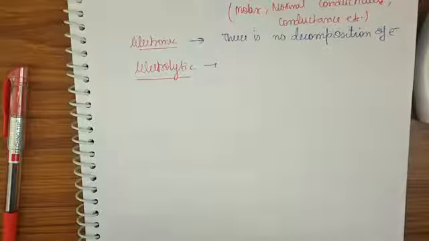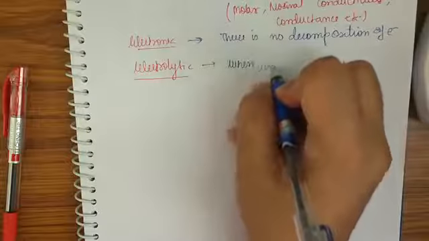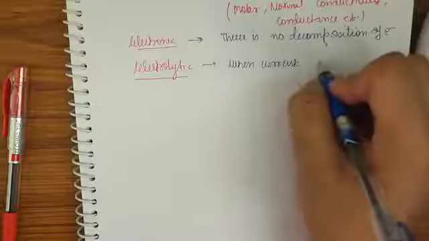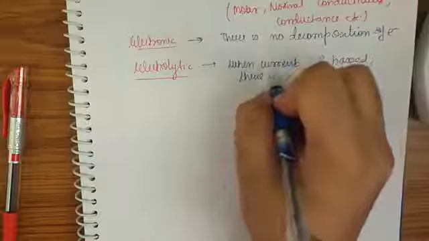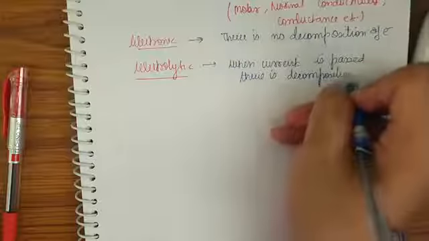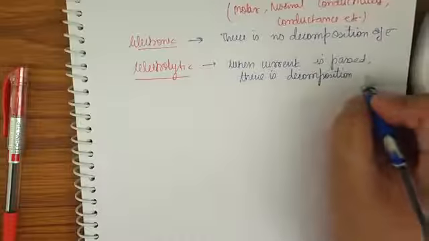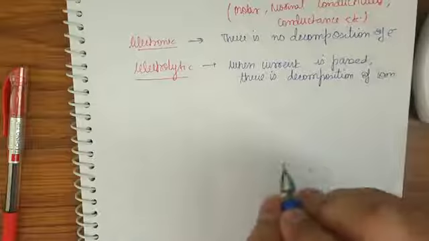Now what are electrolytic conductors? When current is passed, we can see the decomposition of the particular ions. There is decomposition of ions. So we can take examples like strong acid plus weak base, weak acid plus strong base, etc. So these are the cases where we have electrolytic conductors.